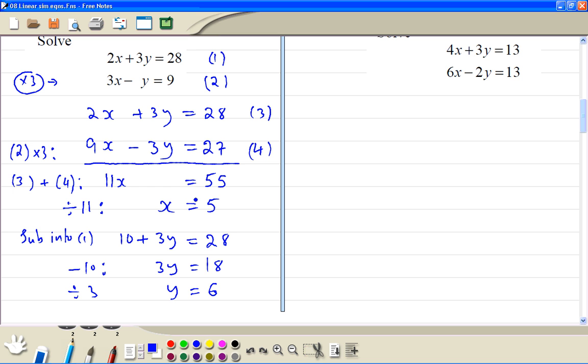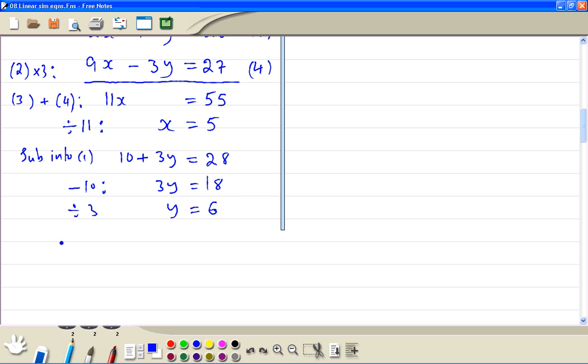Now we check in equation 2. So 3 times 5 is 15. 15 take away 6 is 9. So that's correct. And we just write the solution. X is 5 and y is 6.